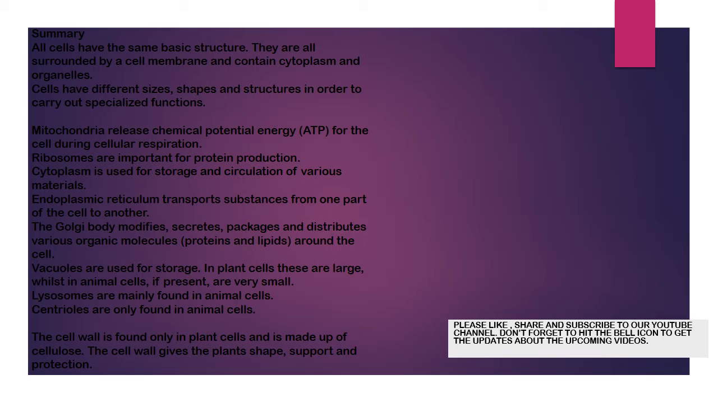Vacuoles are used for storage. In plant cells, these are large, whilst in animal cells, if present, they are very small. Lysosomes are mainly found in animal cells. Centrioles, on the other hand, are only found in animal cells. The cell wall is found only in plant cells and is made up of cellulose. The cell wall gives the plants shape, support, and protection.